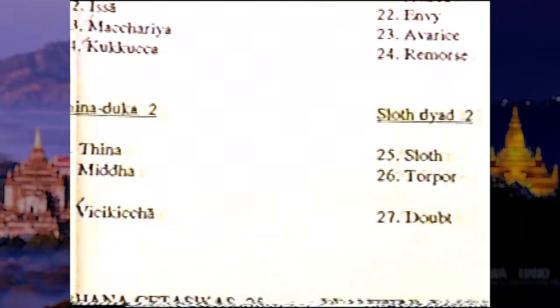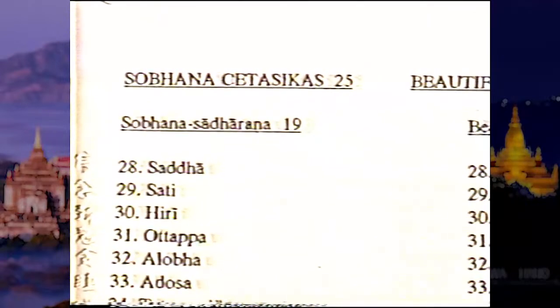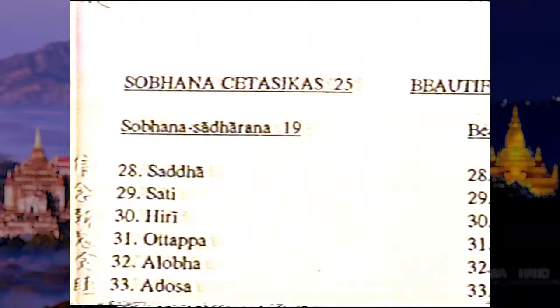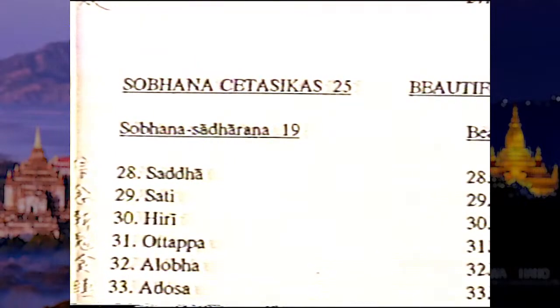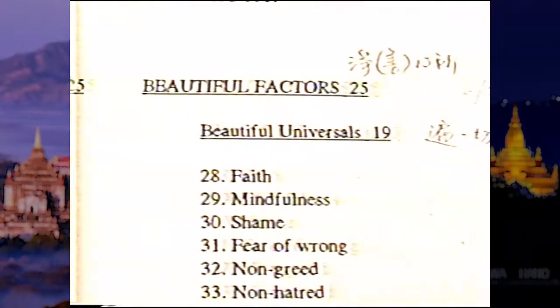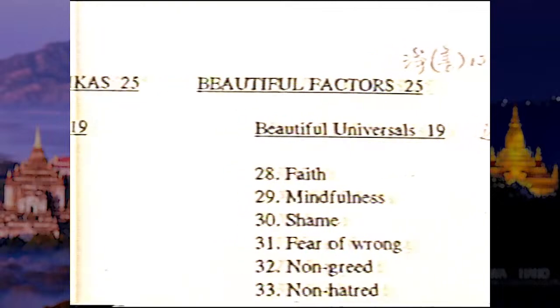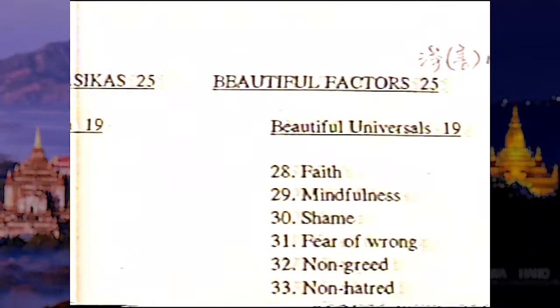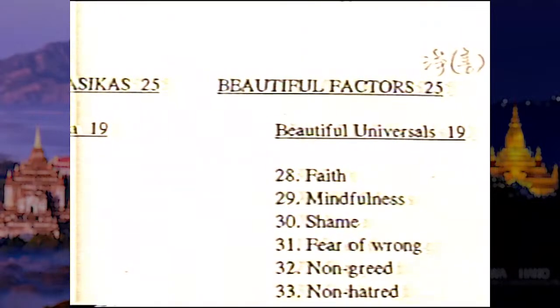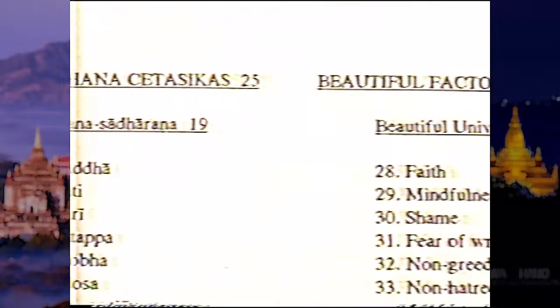Now the Sobhana group, beautiful mental factors. And they are how many groups? 1, 2, 3, 4. The first group is called beautiful universals. That means they arise with all beautiful types of consciousness. That means all kamavacara sobhana, rupavacara, arupavacara, and lokuttara. And there are altogether 19 of them, and they may be hard to memorize.